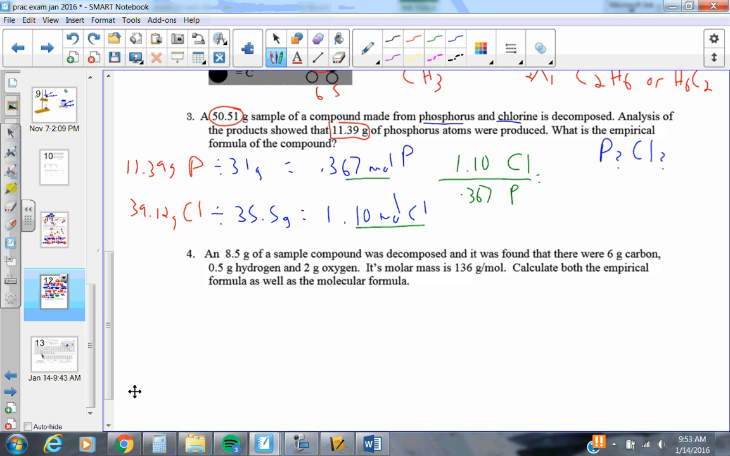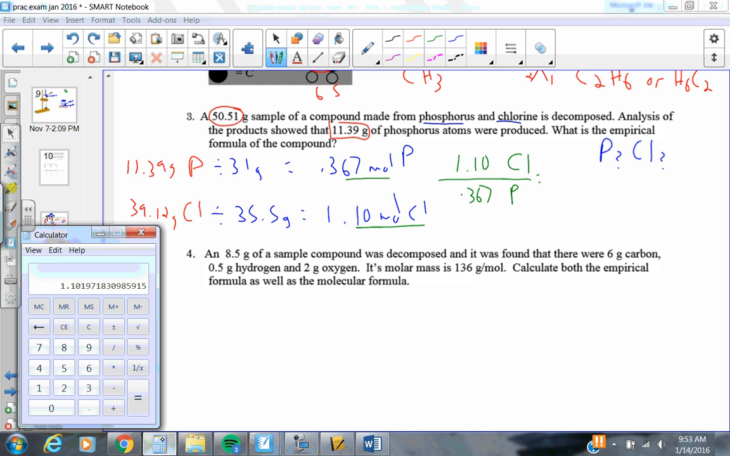When I do 1.10 divided by 0.367, I'm going to get pretty much an integer, 3. 3 chlorine was on top. It's a 3 to 1 ratio of P. So I would say PCl3. 3 chlorines, but just 1 phosphorus.